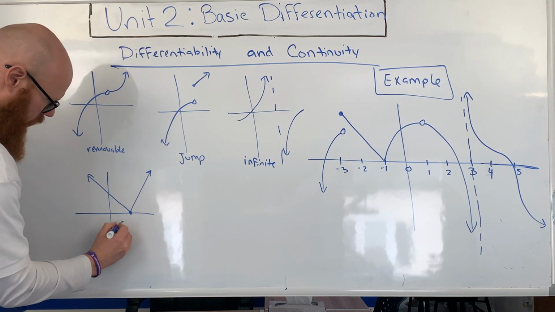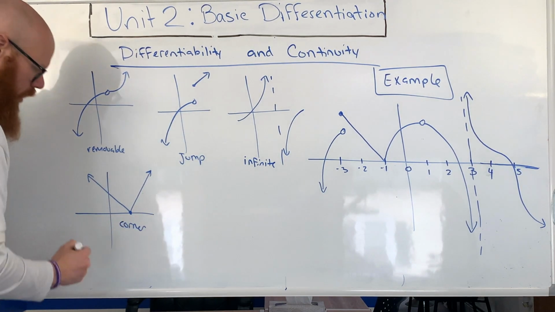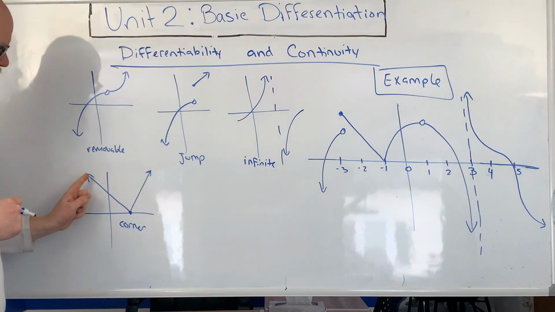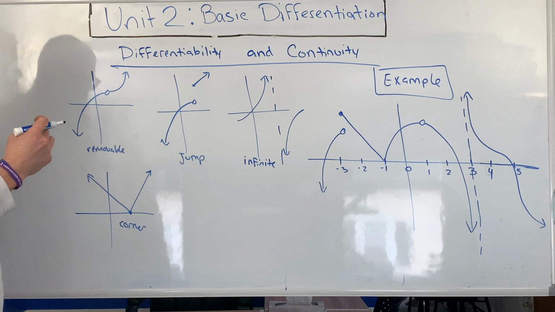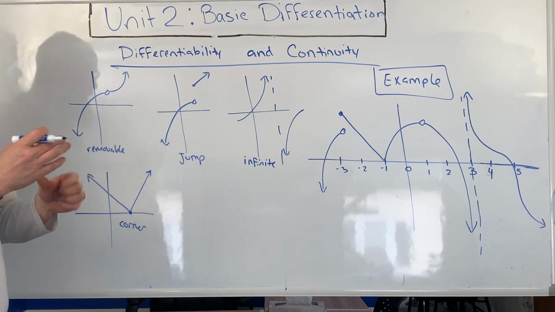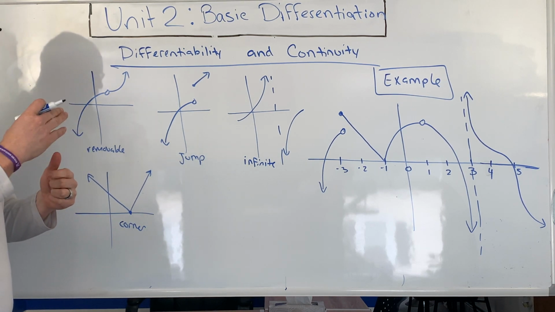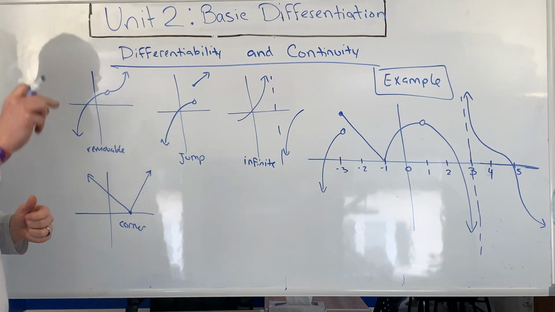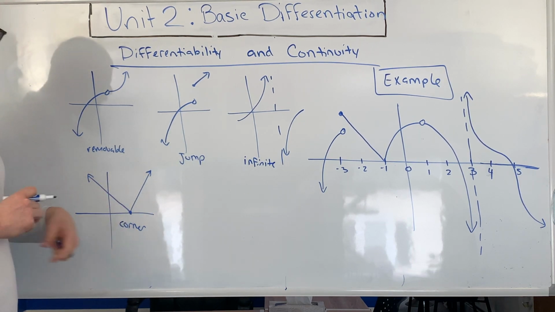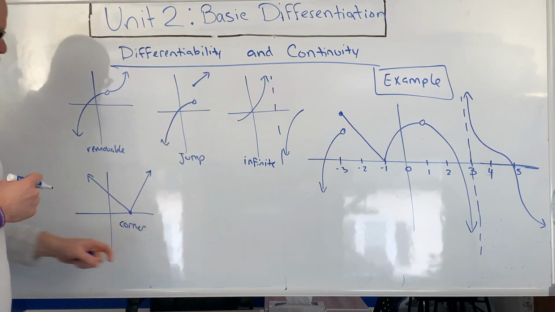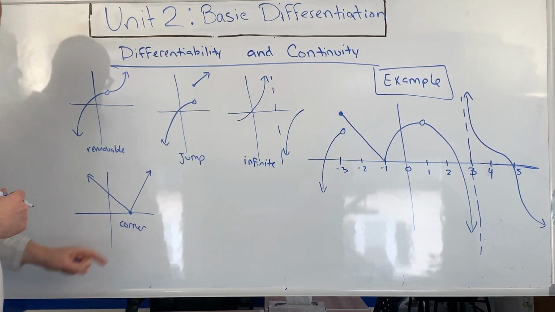This point here, we call that a corner. There's a sharp turn. The slope from the left and the slope from the right are so vastly different that on the graph of the derivative, there would be this jump. It's not like the derivative itself is continuous. This is continuous though. I draw it here and then I draw it there. Doesn't fit one of these, but it's still not differentiable, all right?